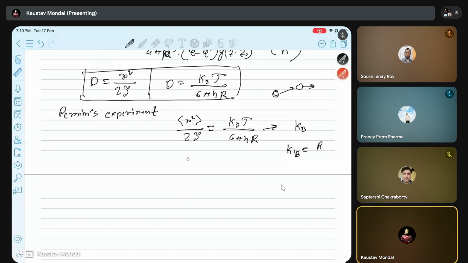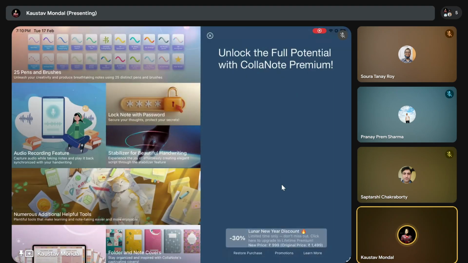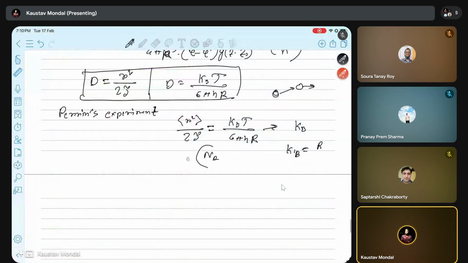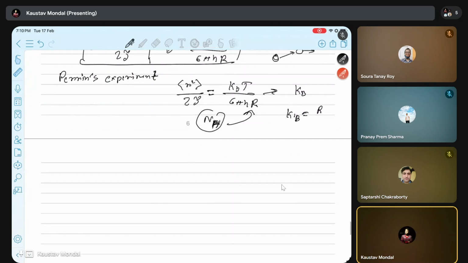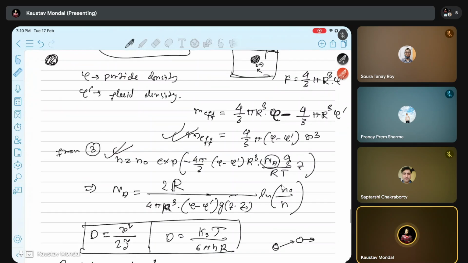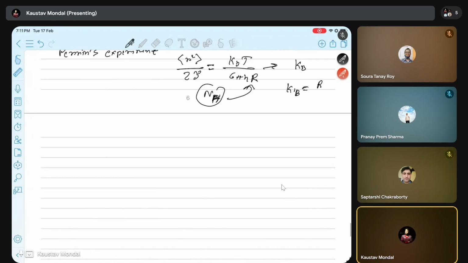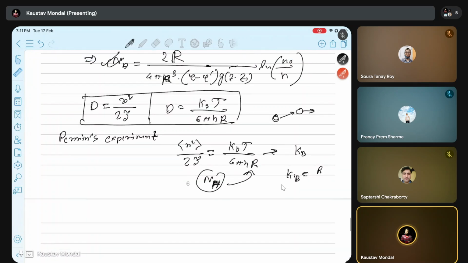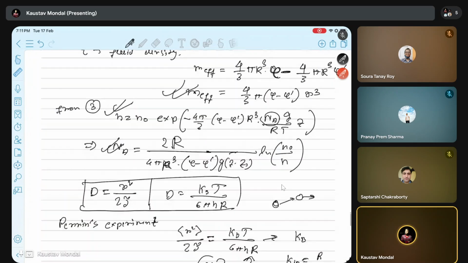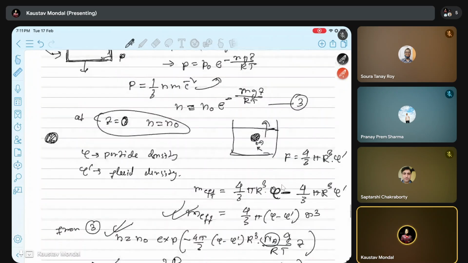So from this relation he basically calculated the Avogadro number, using this expression, using this experiment. Similarly, from this sedimentation problem also, in the same way, doing some experiment, he has also calculated the expression of this Avogadro number. And this expression accurately matched the actual Avogadro number. Because of that he got a Nobel Prize.